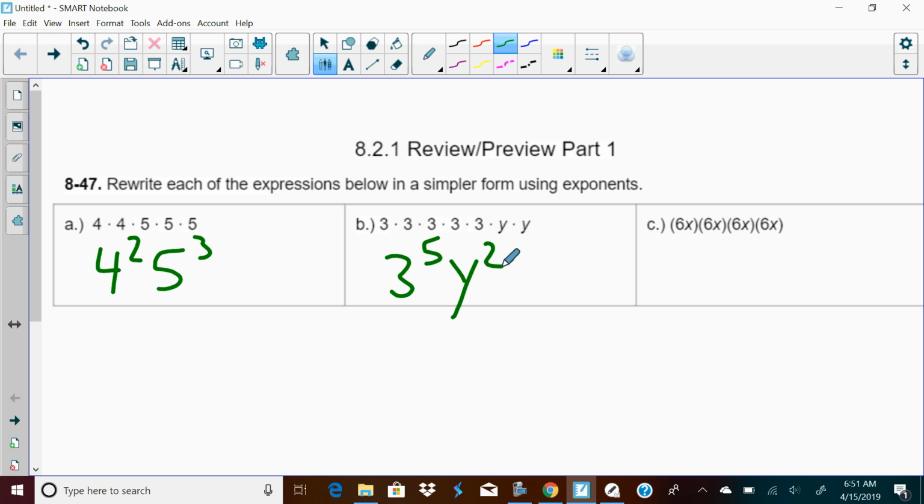C, there was actually 2 ways you could have written it. You could have done 6x to the fourth and left it in parentheses, or you could have done 6 to the fourth, x to the fourth. Both would be correct. If you rewrote it as 6x to the fourth without parentheses, it was incorrect.